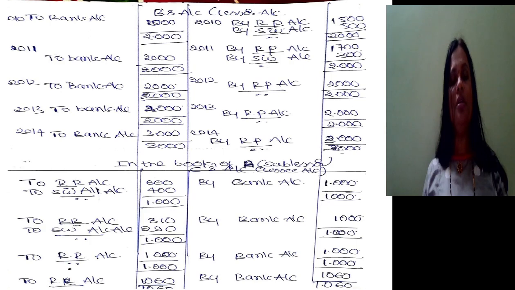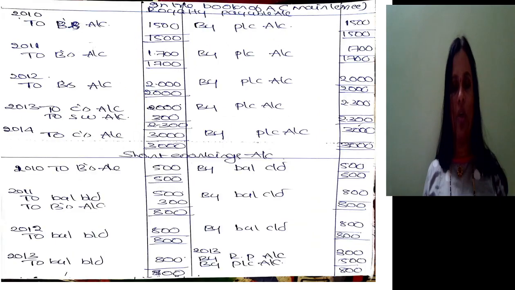Then A will make the payment to the lessor. The journal entry is B's account, that is lessor account, debit to bank account 2000, so that the account gets closed at the end of the first year. In the second year the same entries will come. So royalty payable account debit, short working allowable account debit to lessor account 1700 and 300. The lessor will be paid through the bank, 2000, so the lessor account will get closed.